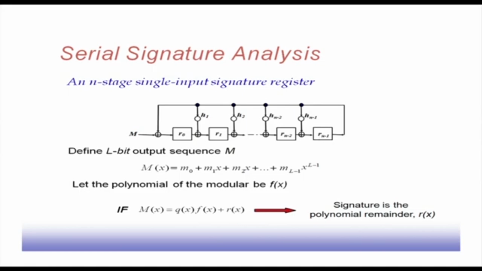So, after all the L bits have been shifted through these registers, all of m has come to this LFSR, then whatever be the content of the LFSR is actually the remainder, and that we use as the signature. We will continue in the next class on this.